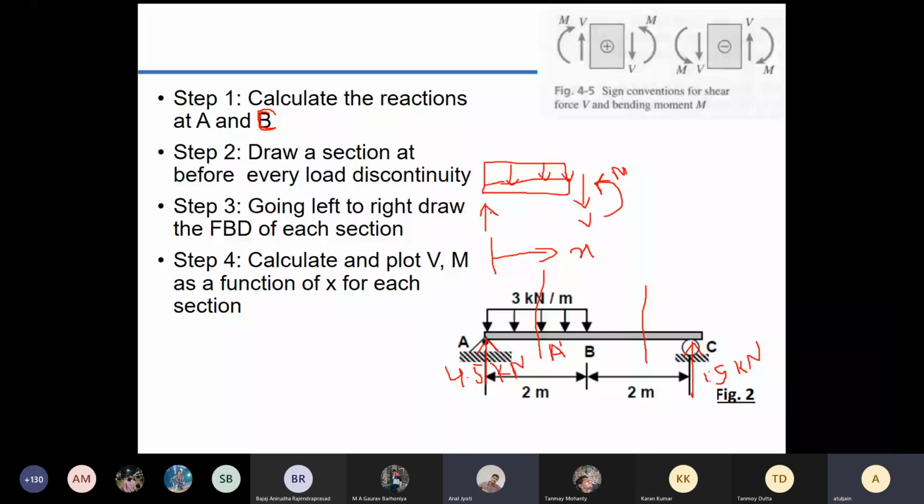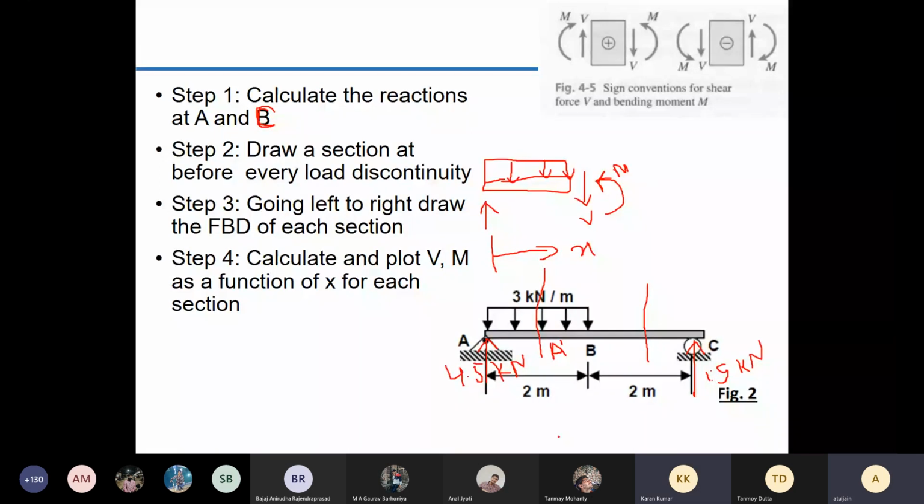Is your sign convention right? Sir, it will be for 0 to 2, where x is varying from 0 to 2. And it will be 1.5 for 2 to 4, and minus 1.5x plus 6 for the BMD from 2 to 4. Now similarly draw a section CC prime where x is varying from 2 to 4.